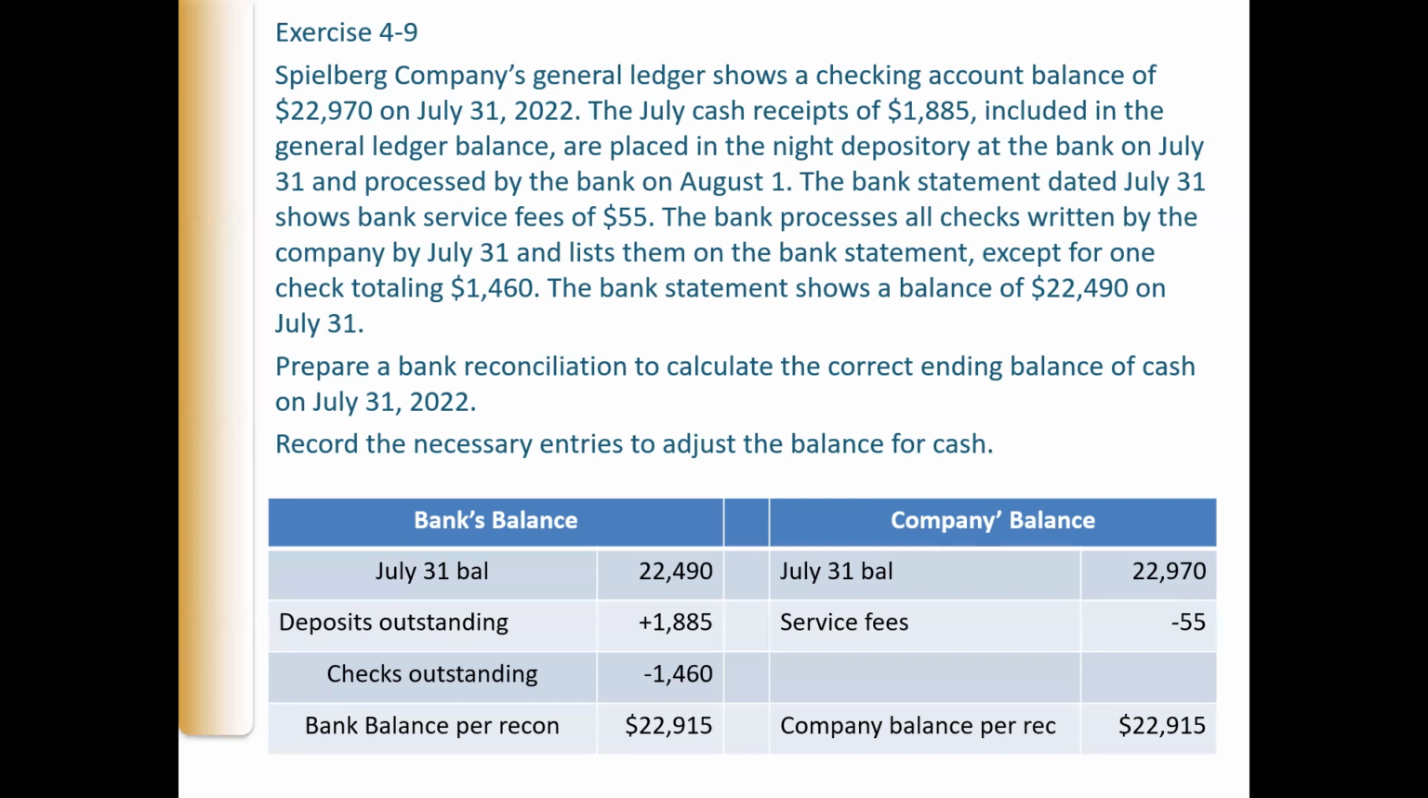For deposits outstanding, will we have to write positive, or can we just write 1885? I'm sorry, for a deposit outstanding, do we have to do positive, like the symbol? Well, we will want to add it, so you don't necessarily have to do a plus. It'll add it without a plus. But on the checks, you're going to have to do a minus. Okay. Got it.